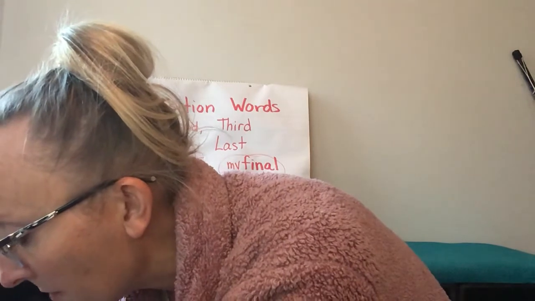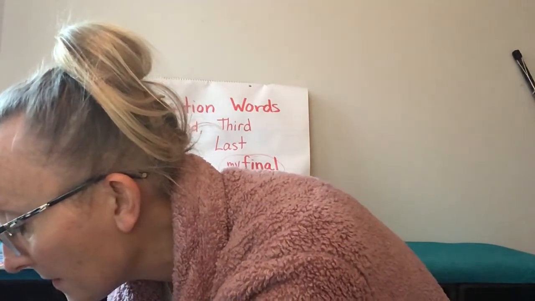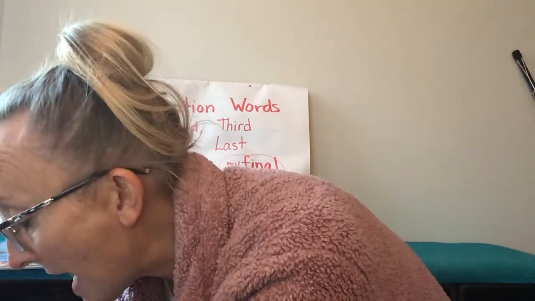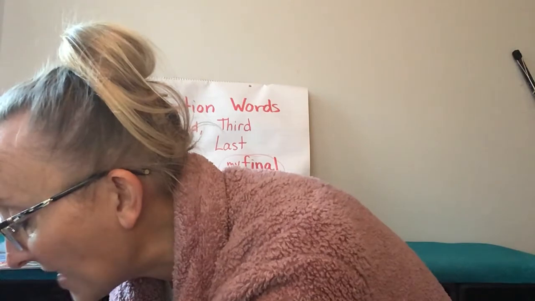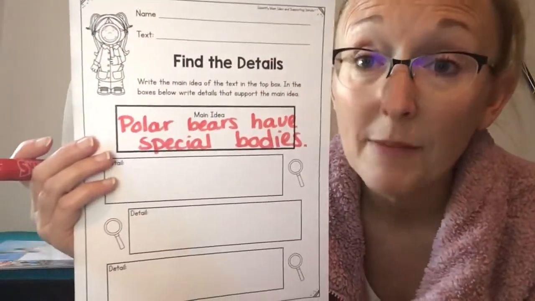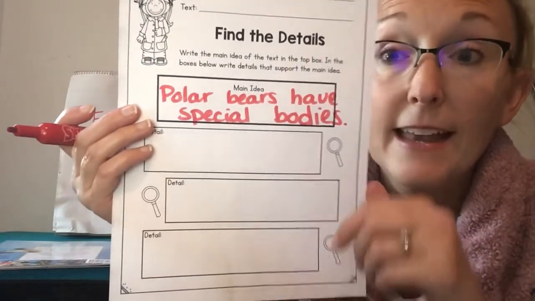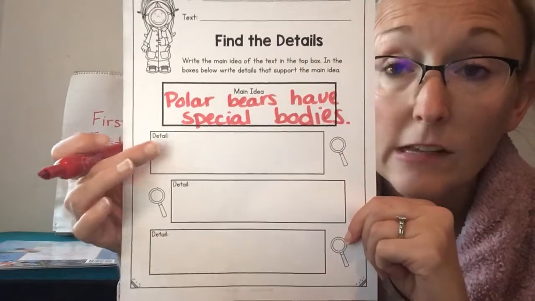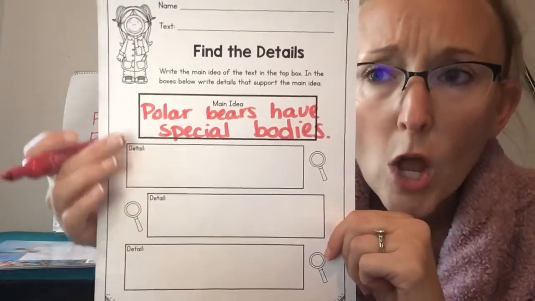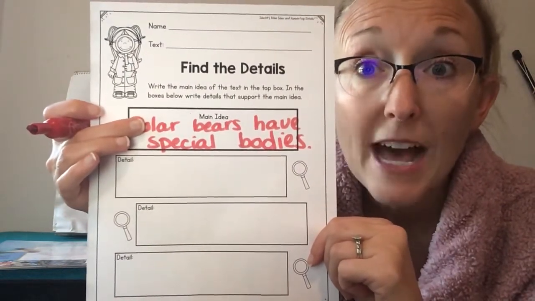Polar bears have special bodies. That's what I learned from this section. That wasn't really written anywhere nice for me. I had to kind of really think about it after I read the whole thing. Polar bears have special bodies. Now, this time, I have 3 details. One here, and one here. So, what were some details about their special bodies?